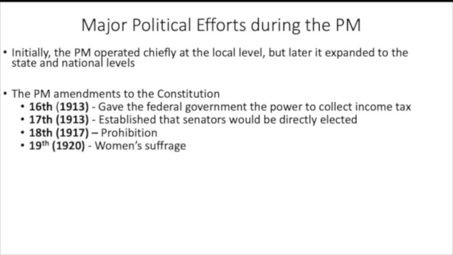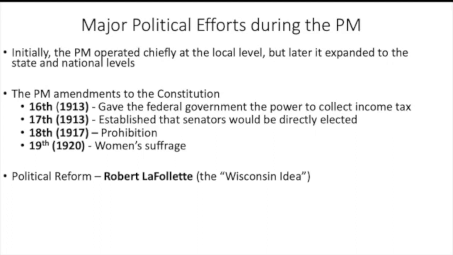The 19th Amendment was women's suffrage, which guaranteed women the right to vote. They could not be prevented having the right to vote because they were a woman. So that was in 1920 at the very end of the progressive movement.